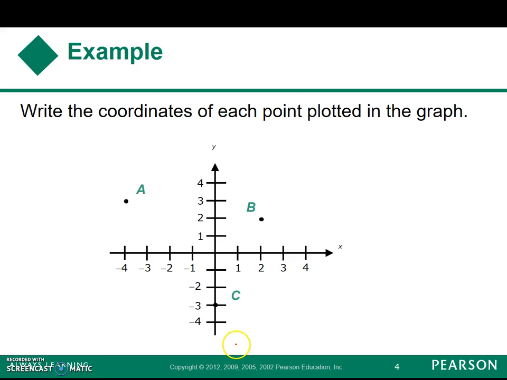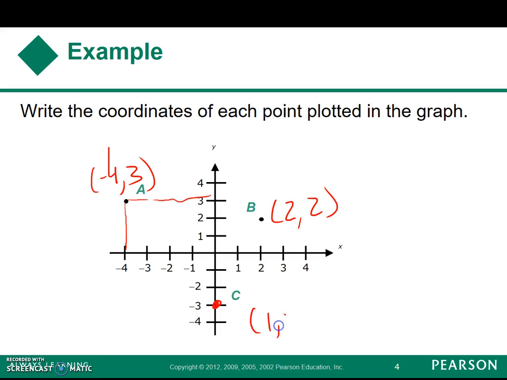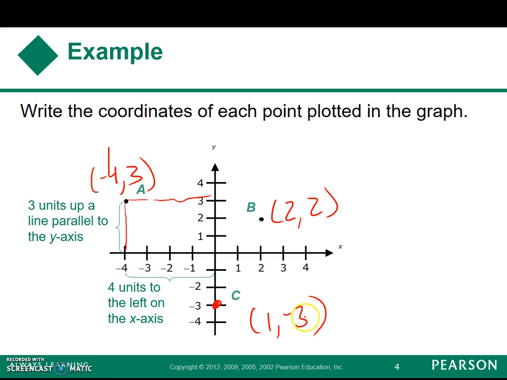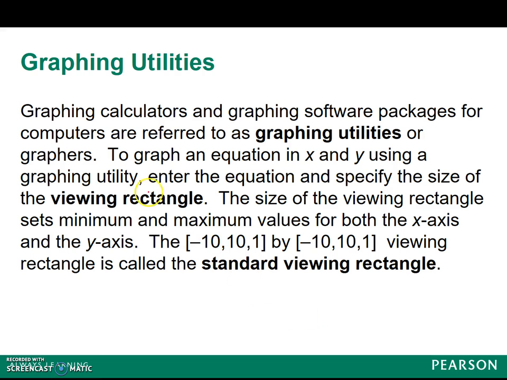Okay. So also for an example, you can write the coordinate points of these points here. So again, if I look down, I can see that this is at point -4, and if I look over, this is at point 3. This guy here, B, this is at 2 and 2, and C is right here, 1 and -3. Okay, there you go.